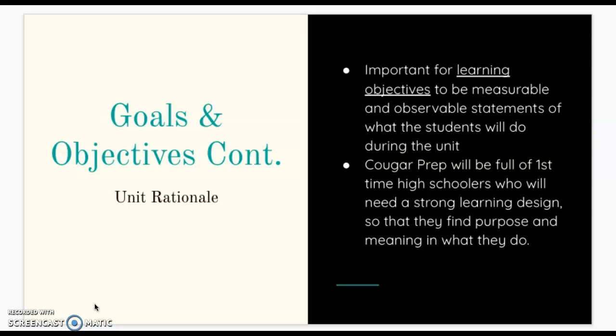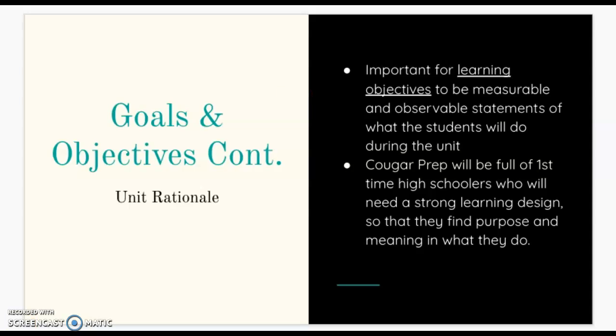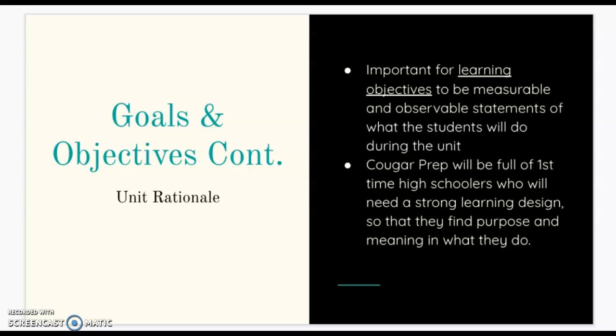Moving onward, for the unit rationale, it is important for learning objectives to be measurable and observable statements of what the students will be doing during their class. And Cougar Prep will be full of first-time high schoolers who will need a strong learning design so that they can find purpose and meaning in what they do. And again, we want them to gain confidence as a learner. And this will kind of go along with those strong learning objectives. I think that it will just ensure student success.